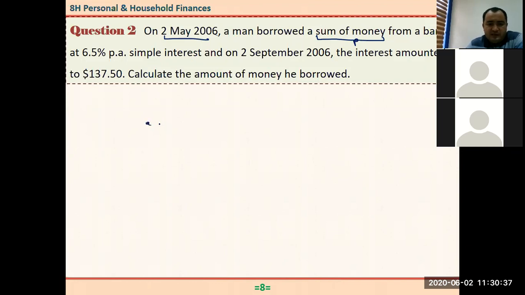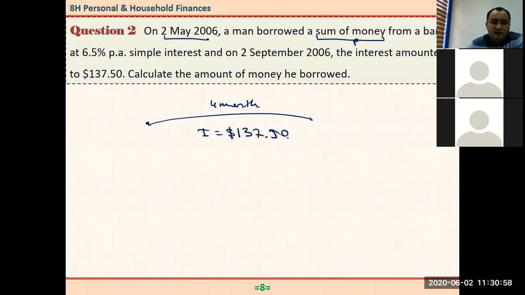Here we have 2nd of May, right? And here 2nd of September. How many months? May, June, July, August, 4 months. So this one is a 4-month period, right? And what is the interest during this time? The interest is $137.50. Okay, and the rate is 6.5% per annum. We should be careful here. It is per annum. It's not per month, right?